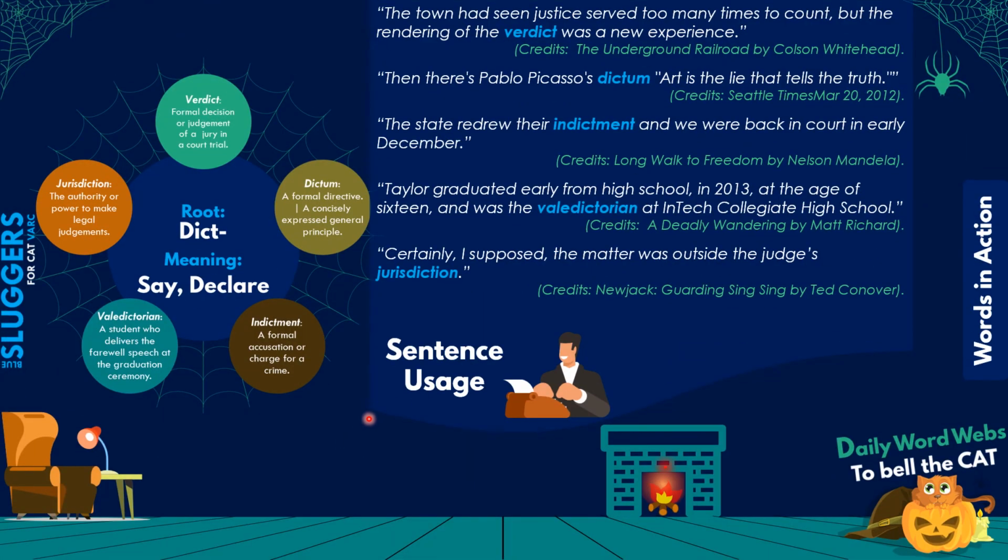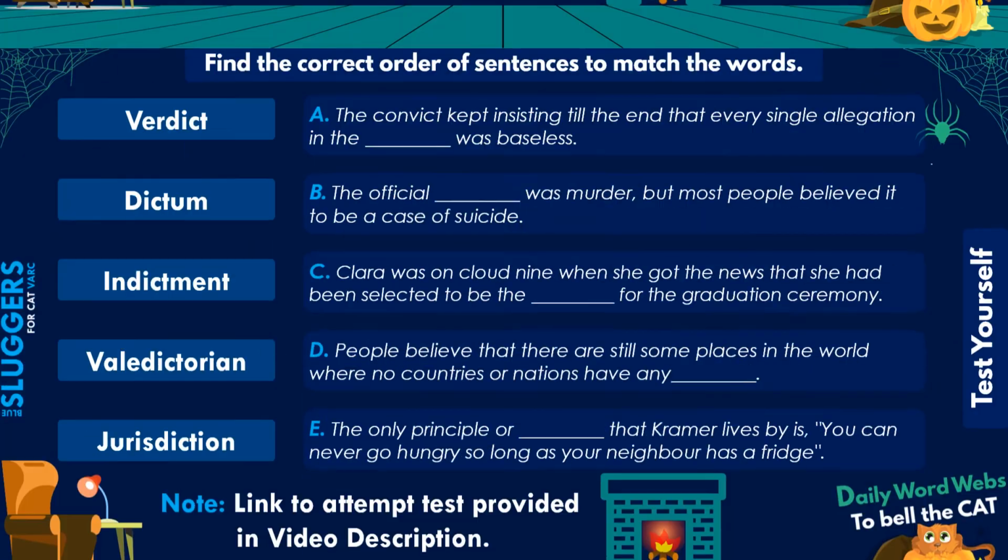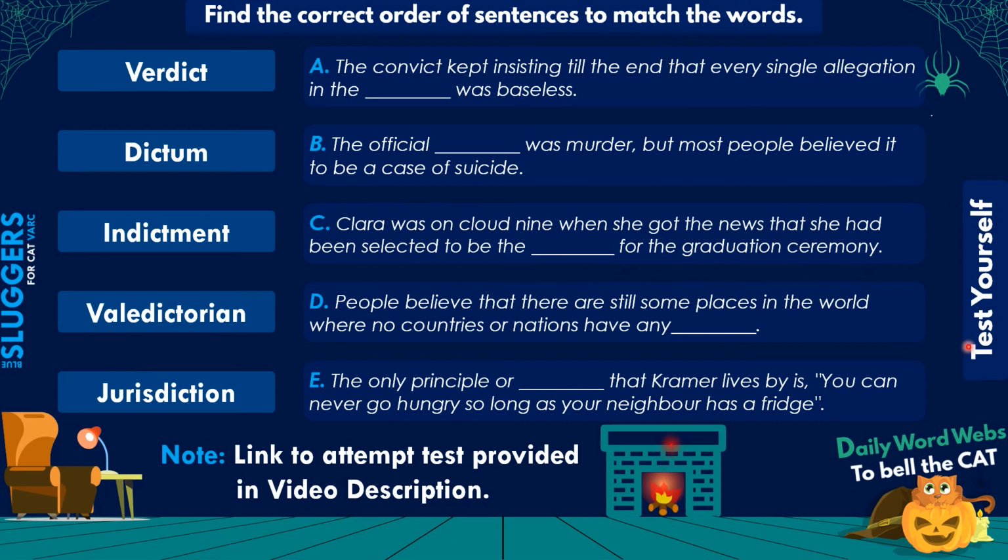At this point, guys, you can pause the video and go through the sentence usages of these words, by going through these sentences that have been listed here. And as you can see, these have been sourced from some reliable sources. The credits have been mentioned here. Here you can again pause the video and test yourself. You just need to find the correct order of sentences which have been shuffled, so that the right sentence is along with the right word. The words are fixed on the left side. You can also attempt this test via a Google form, the link to which has been provided in the description.